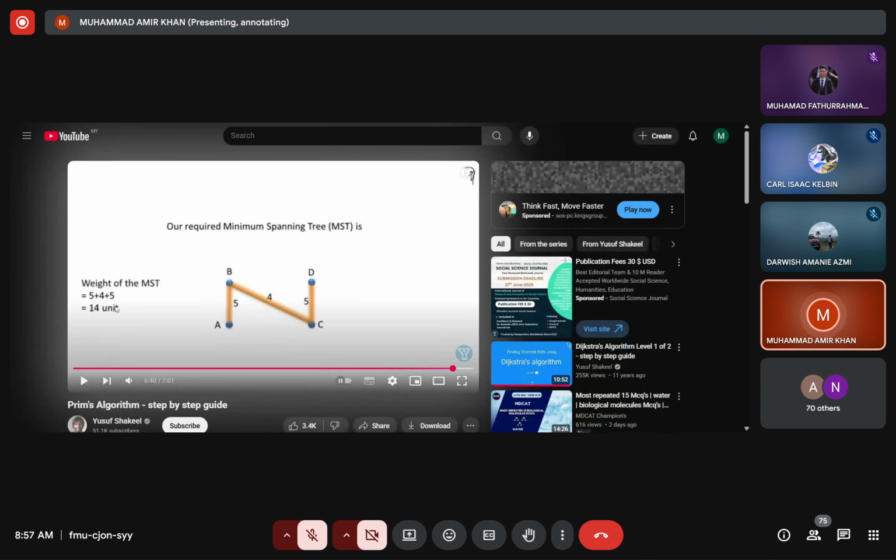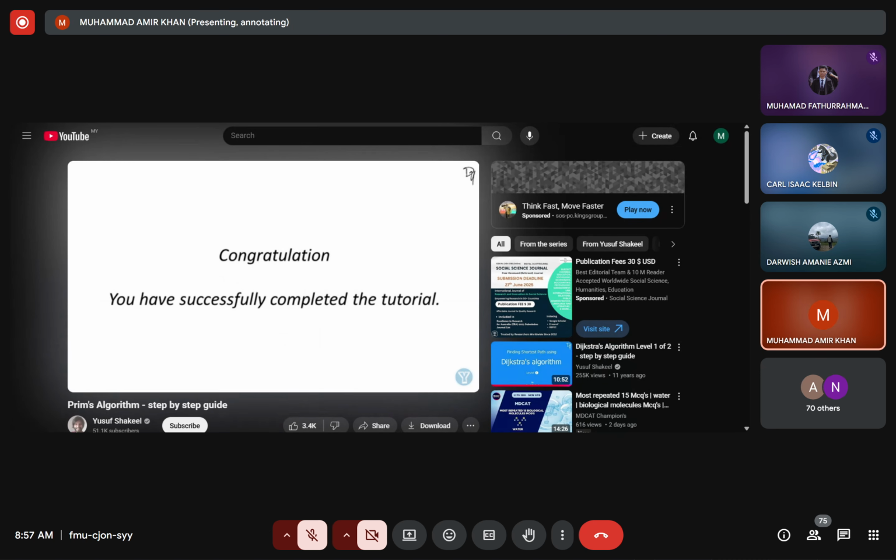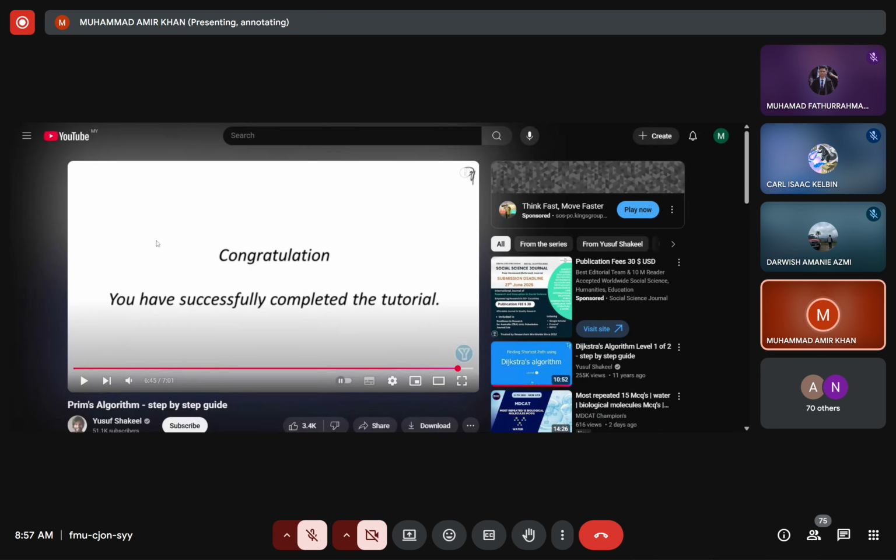So the weight of the MST is 5 plus 4 plus 5, which is 14. We just count all the weights. 5, 4, 5. So this is all about MST. We have to find the minimum edges in a graph. We call it MST, minimum spanning tree.